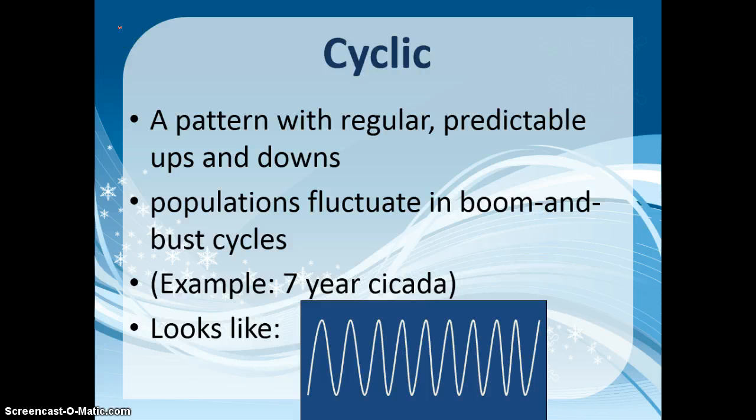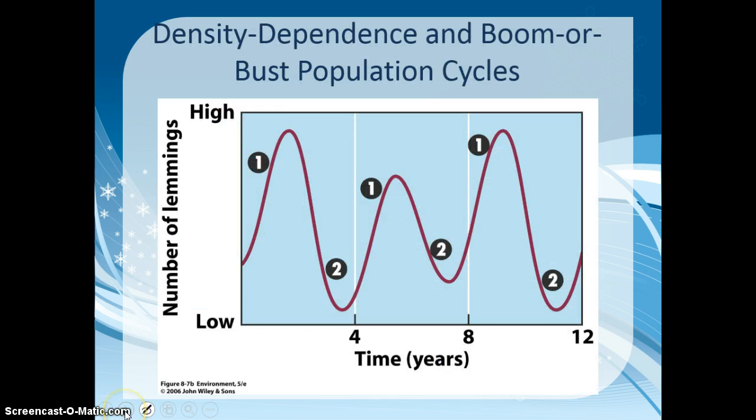Another pattern is a cyclic pattern. This is when you have regular, predictable ups and downs. This is also called a boom and bust pattern because the population starts doing really well and then it will start to crash. So the 7-year cicada that comes out every 7 years, that would be an example, and then it dies off and then it comes back again.